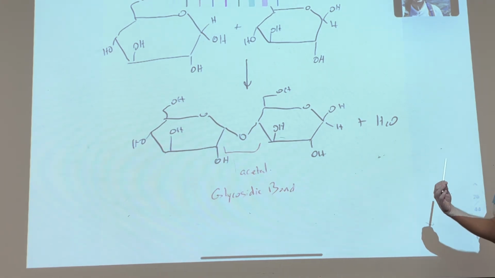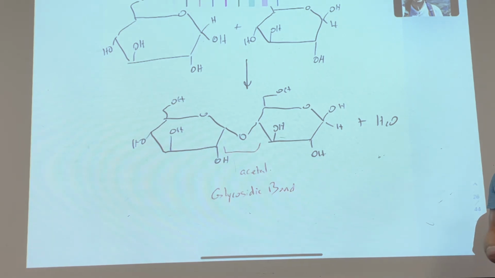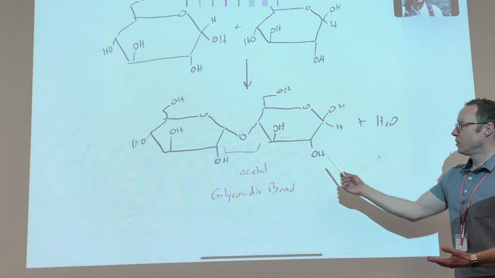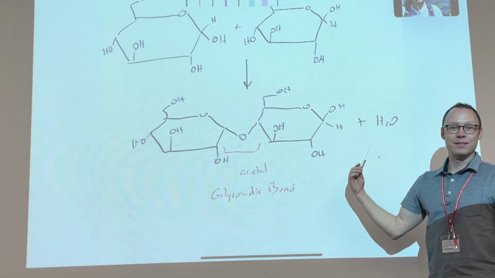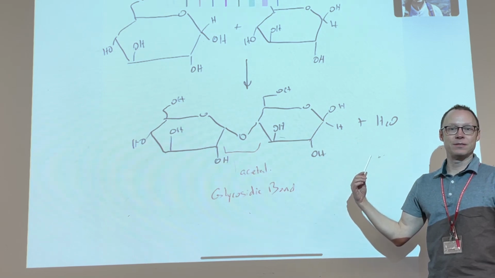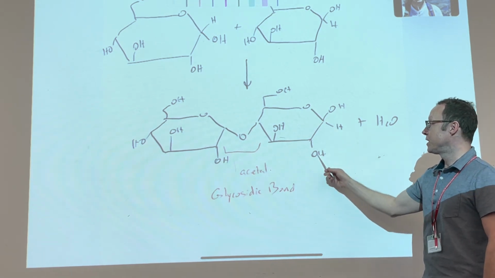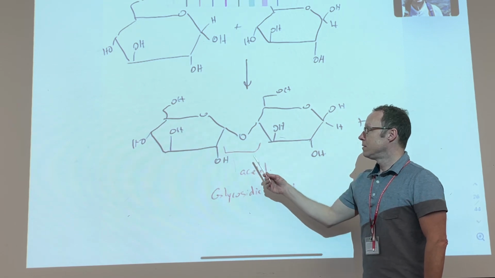Which is why it's ambiguous to say, I have a disaccharide of glucose. You can't just say that. Because there's a whole bunch of possibilities for disaccharides of glucose. Not only regiochemical, but stereochemical.